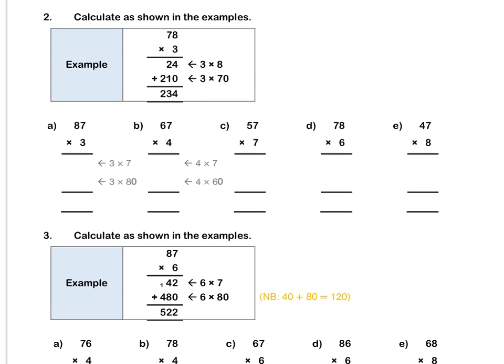Question 2. 78 times 3. We are always going to multiply our units digits first. 3 times 8 is 24. 3 times 70 is 210. Remember the 0. And we add up to get 234. Pause this video to complete question 2.